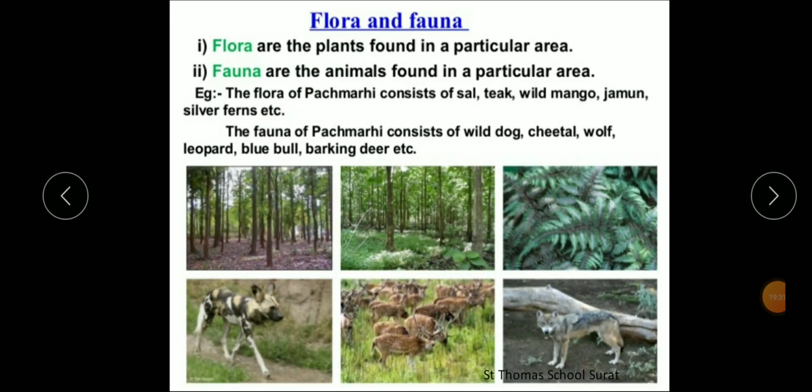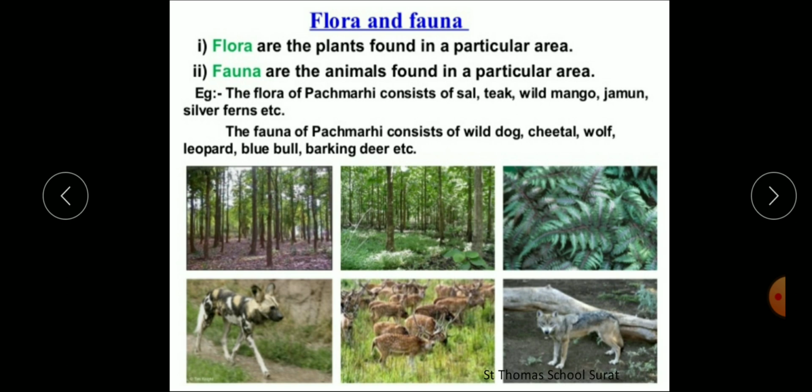Next is flora and fauna. Flora are the plants found in a particular area. See, flora and fauna, they are the important natural resources. The large number of plants which live in a particular area are called the flora of a place. And fauna are the animals found in a particular area. The large number of animals living in a particular area are called fauna.